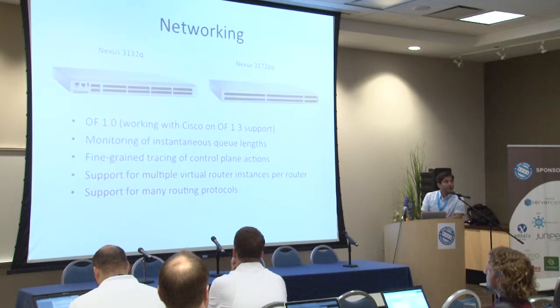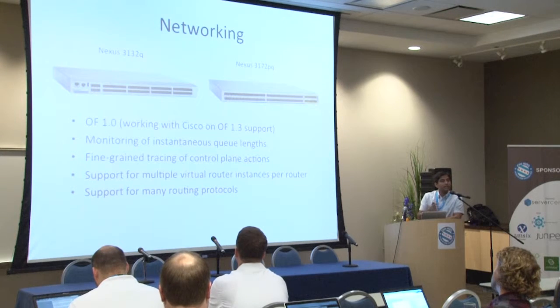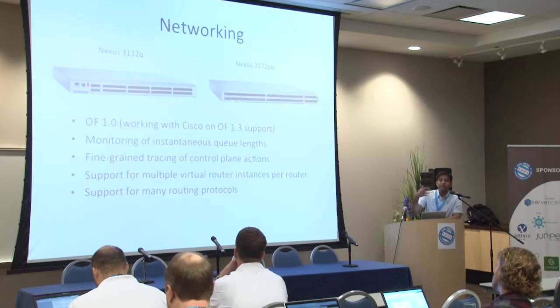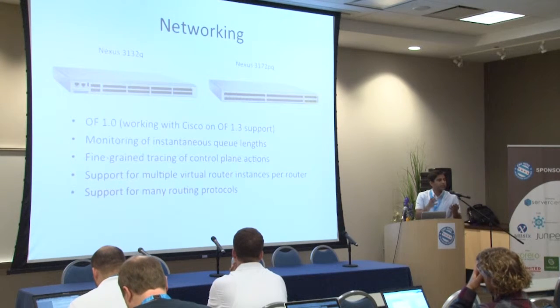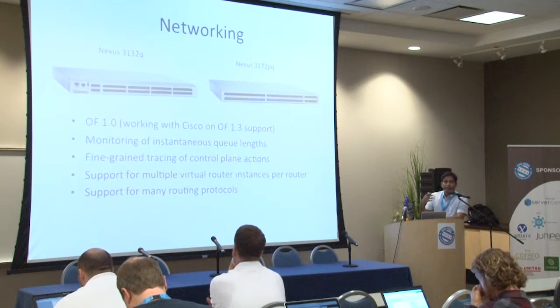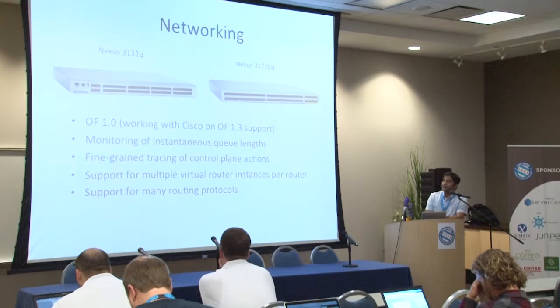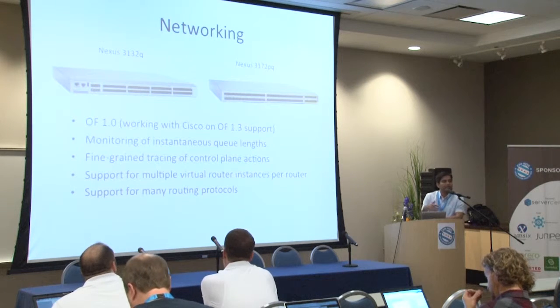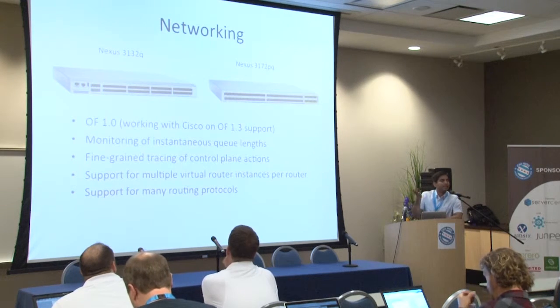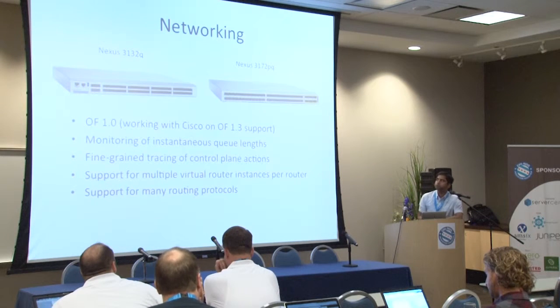All of this supports OpenFlow 1.0 at this particular point. We're working with Cisco on trying to get OpenFlow 1.3 supported on them. The other clusters at Clemson and Utah already have OpenFlow 1.3 support. All of these switches can allow you to spin multiple virtual routers on each of them, and each researcher can have their own programmable virtual OpenFlow switch or sets of switches in their deployment. And they can do a variety of different things like monitoring fine-grained queue lengths and fine-grained control plane actions and so on. All of this capability has been exported programmatically to the researchers.